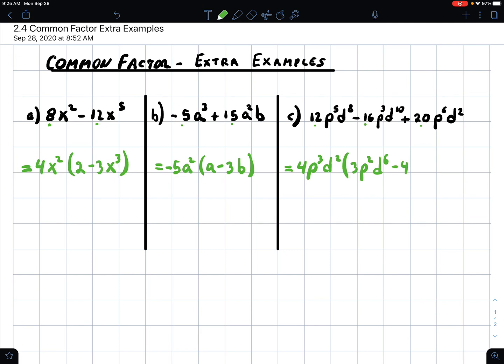P to the power of 3 divided by p to the power of 3 is 1. D to the power of 10 divided by d to the power of 2 is d to the power of 8. And now we got 20 divided by 4, which is plus 5. P to the power of 6 divided by p to the power of 3 is p to the power of 3. D to the power of 2 divided by d to the power of 2, it gives us 1. So everything multiplied by 1 stays the same.